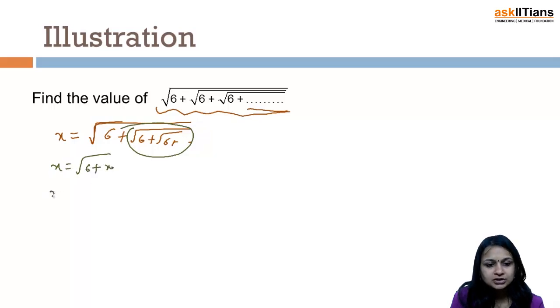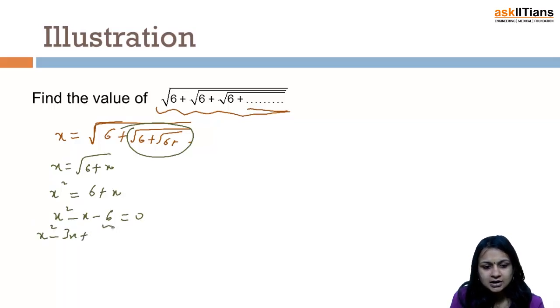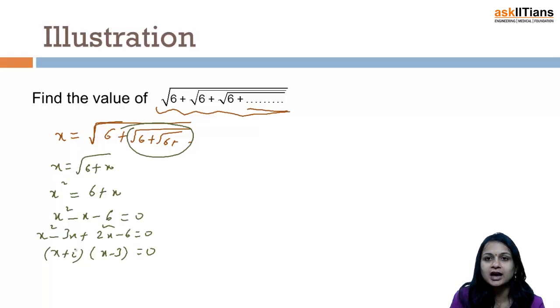You can square both the sides, so x square is equal to 6 plus x, or x square minus x minus 6 equal to 0. So we can solve it. We can make the factors. So x square minus 3x plus 2x minus 6 equal to 0. So x plus 2 and x minus 3, these are the factors. So I can have the two values.